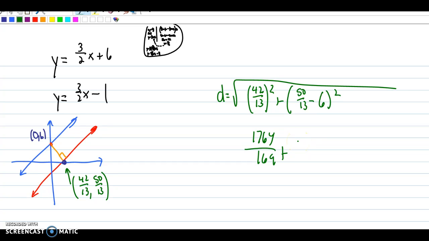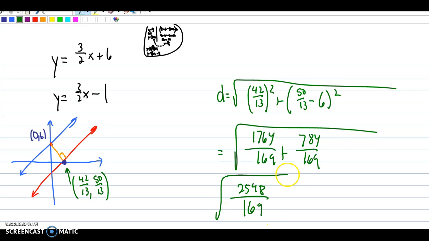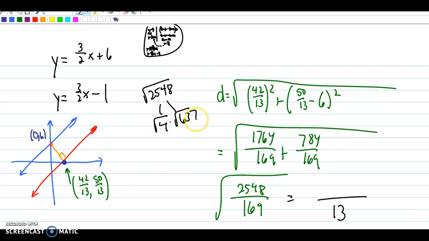So when we square that, that's 784/169. Now if we add these together, we get 2,548/169. So this is the distance between them. However, this does need to be simplified. The denominator is just plain old 13, and then I want to break down the square root of 2,548. I'll divide that by 4, because 4 is a perfect square. And I have the 637.